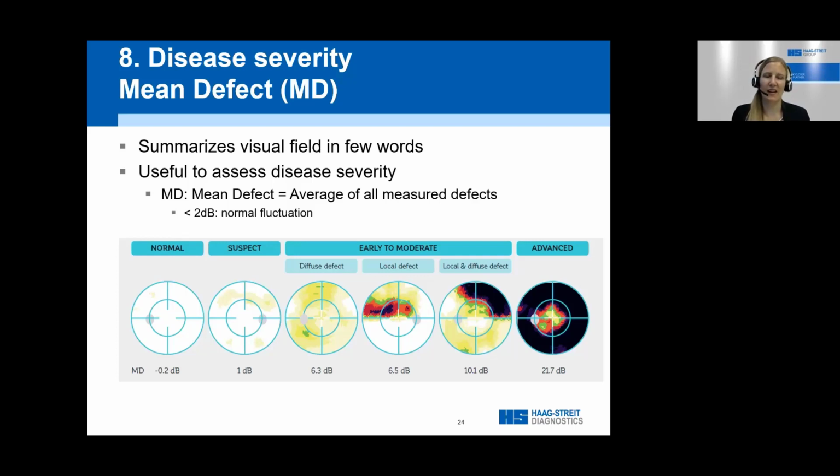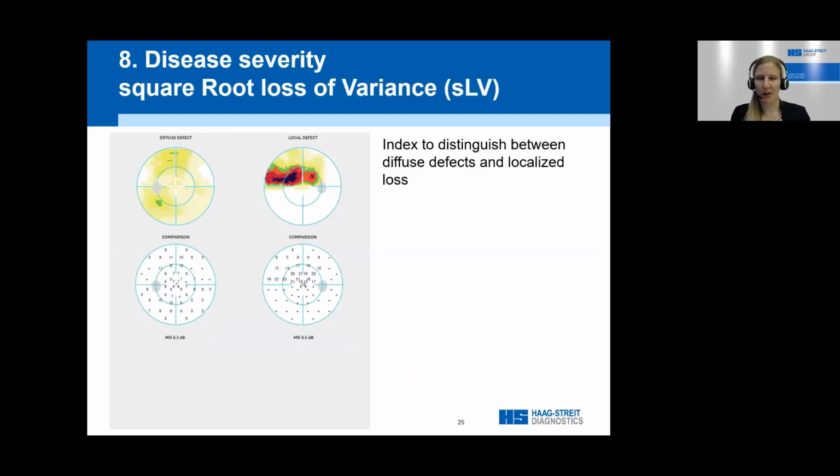The defect is always a delta between a normal value and a measured value. So you either calculate normal minus measured, then you end up positive, which is on the Octopus, or you calculate measured minus normal, then you end up with a negative number, but it's really comparable. And the last index, quite well known, is the SLV or the PSD, which is the same. The reason why we use this is that the MD as an average is really not enough to characterize a visual field. These two visual fields have very comparable MDs of 6.3 and 6.5, but they're fundamentally different, right?